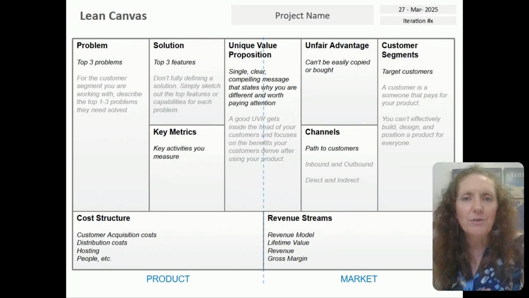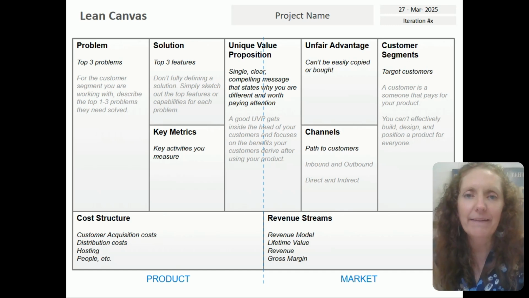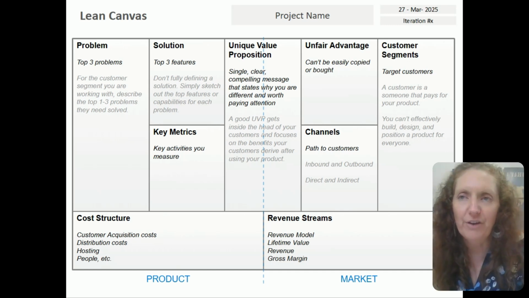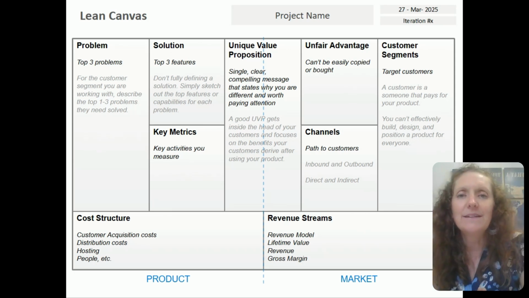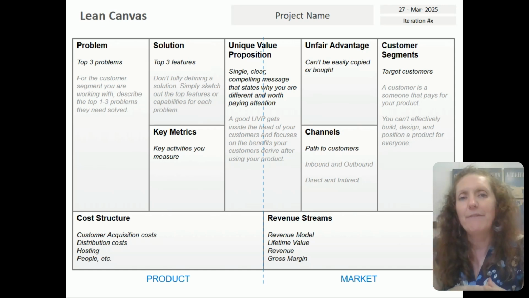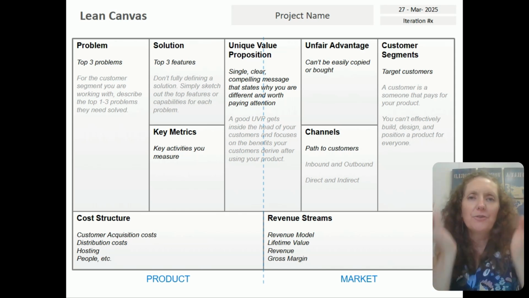Now, we come to the middle. This is your unique value proposition. This is a single, clear, compelling message that states why you are different and worth paying attention to. A good UVP gets inside the head of your customers and focuses on the benefits your customers derive from using your product or service. This is usually a single sentence at the most, 2 at the absolute limit, that really describes how you and your market, your product or your business and your market come together in a really powerful, potent, amazing way.